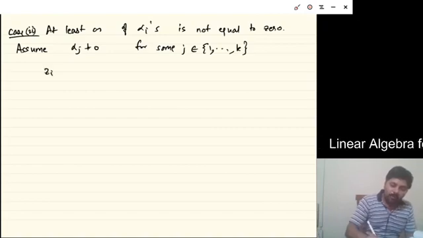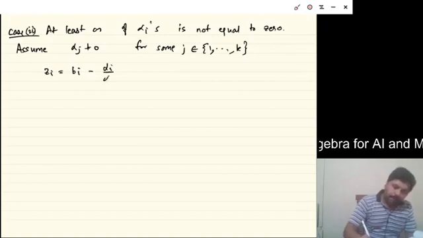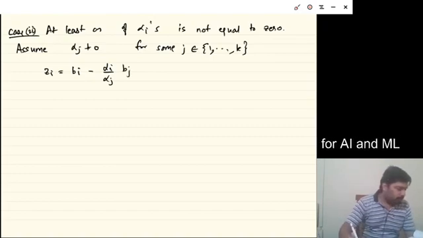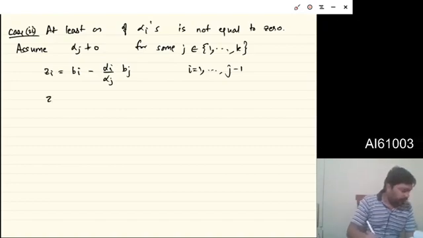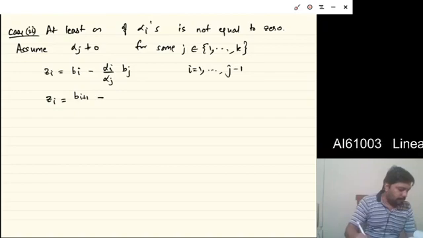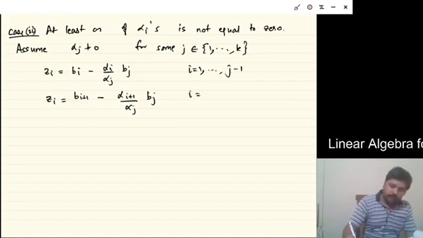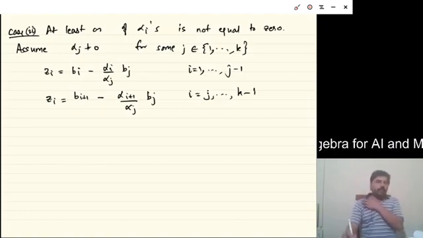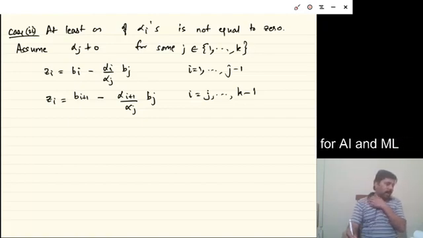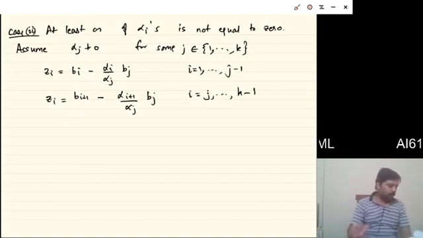Then I define new vectors zi which are given as yi minus alpha i divided by alpha j into yj, where the index runs from i equal to 1 up to j minus 1. And I will define zi to be y i plus 1 minus alpha i plus 1 divided by alpha j yj when index i is equal to j up to k minus 1. That is how I will define these new k minus 1 vectors. I will prove that these k minus 1 vectors are linearly independent.